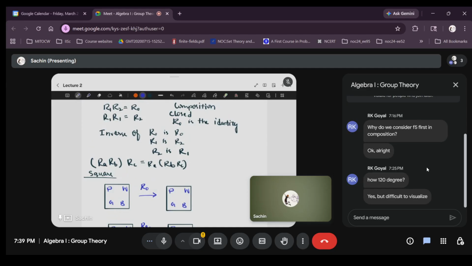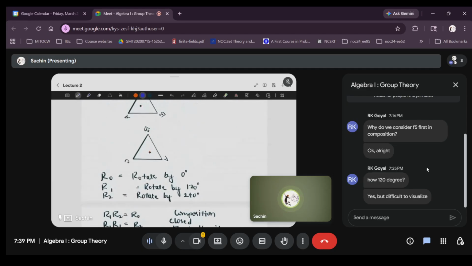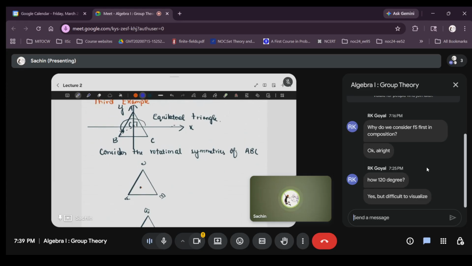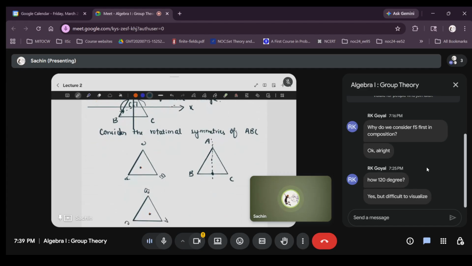And the other type of operation is, so here there is a difference between polygons with an odd number of vertices and polygons with an even number of vertices. For a triangle, which has an odd number of vertices, you can take this ABC and then you can draw an axis from a vertex to the midpoint of the opposite side. Then you flip about this particular axis.